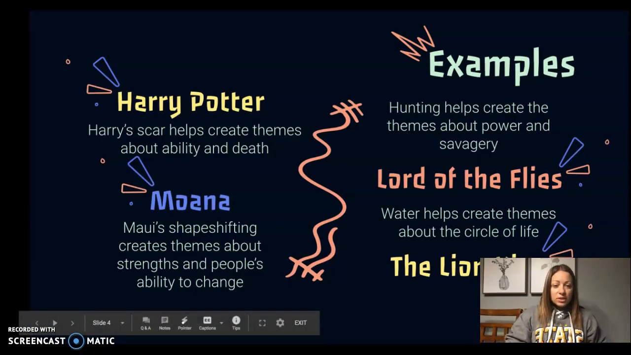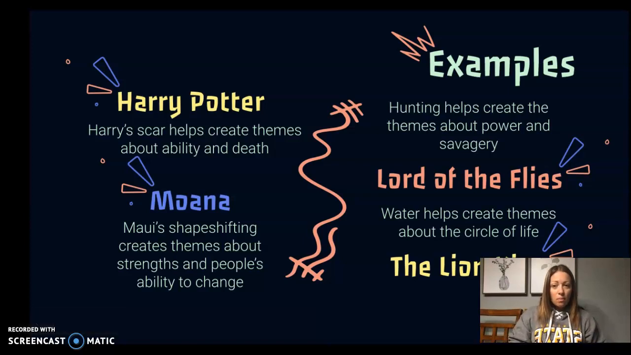So these are some examples of motifs in things that you might have heard. We've gone over motifs in Of Mice and Men, and like I just said, it was size and responsibility and caring, and animals. In Harry Potter, there's Harry's scar. In Moana, we have Maui's shape-shifting. Hunting helps create themes about power and savagery in Lord of the Flies, and water in The Lion King.